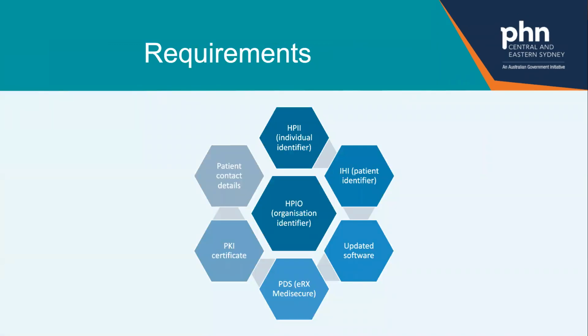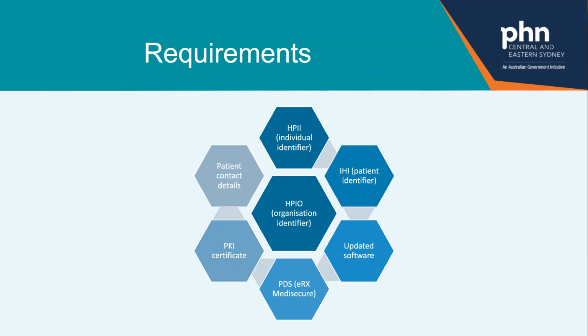As I said, I can't go through every single requirement in full depth, or this would take a very long time, but these are the general requirements for having electronic prescribing set up in your practice. So the HPIO stands for Healthcare Provider Identifier Organisation. That means your organisation or your practice is registered for the HI service. If you're using My Health Record, or if you have ever been signed up for My Health Record, you would already have an HPIO for your organisation.